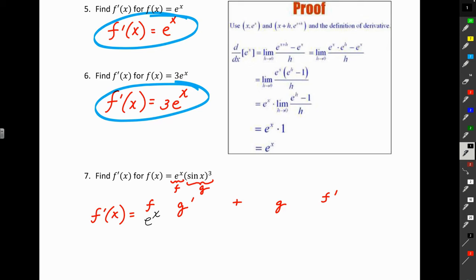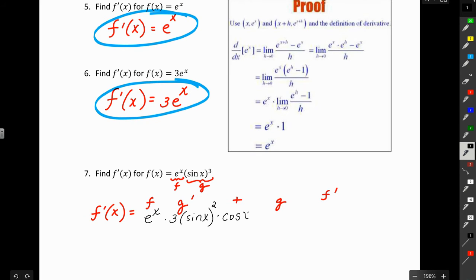G prime, we're going to use the chain rule. The derivative of the outside times the derivative of the inside. G is sine x cubed. And the derivative of e to the x is e to the x.